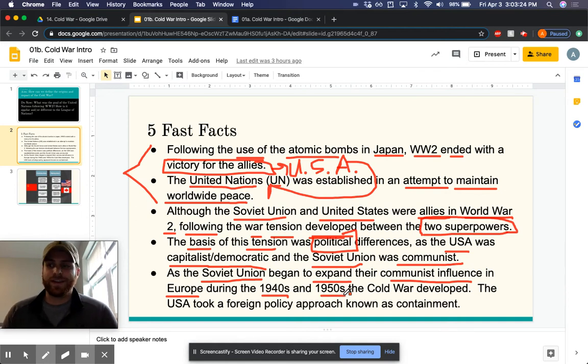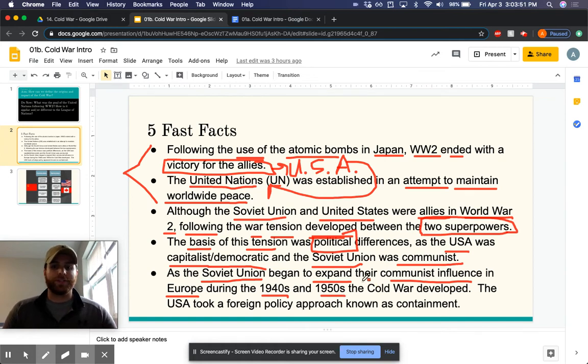So what you see is it's not just that the Soviet Union is communist that causes issues for America. It's that the Soviet Union is actively trying to convert other areas to communism. And the US sees that as a threat. The US wants capitalist, democratic nations in the world, and they see what the Soviets are doing as a threat to the stability of the worldwide politics and the worldwide economic system.